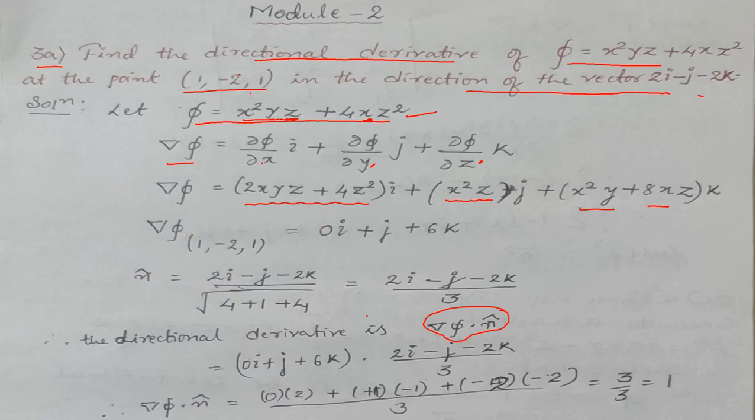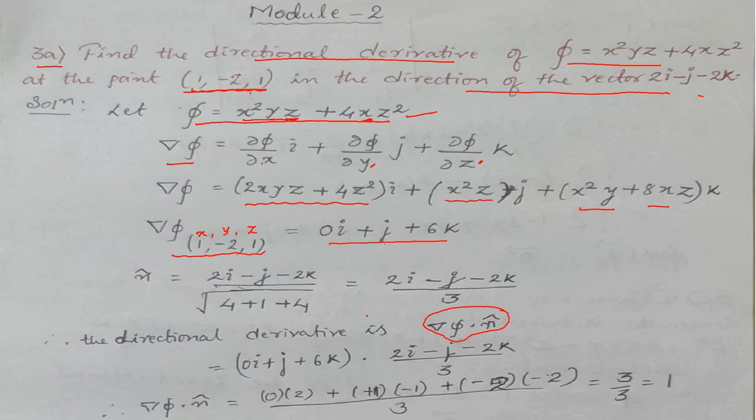Now, as in the given question, find the directional derivative at the given point. They have given the point here. You should substitute that point. I am substituting that point here at x, y, z. The point represents the x, y, z values. Just put x equal to 1, y equal to -2, z equal to 1. When you substitute that, the value becomes 0i plus j plus 6k. This is what I have got for del phi at the given point.